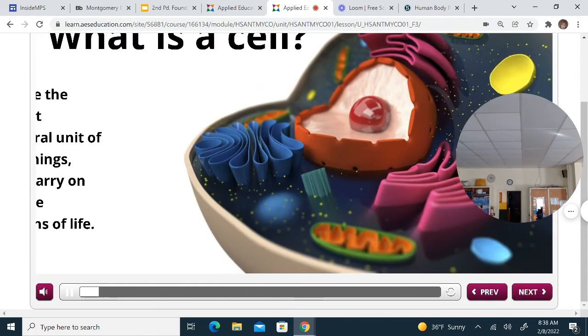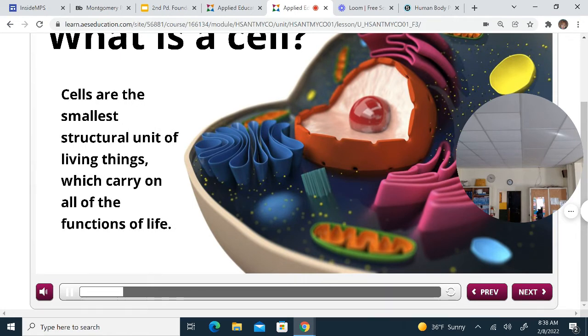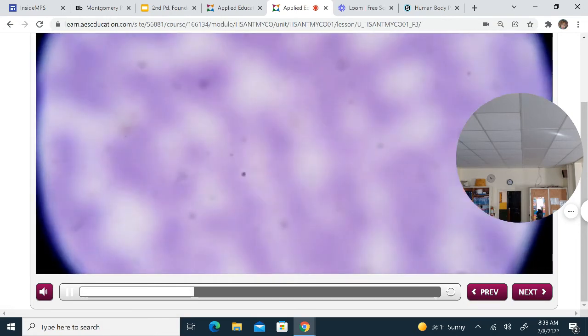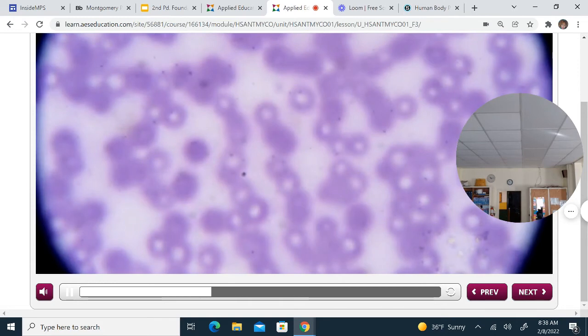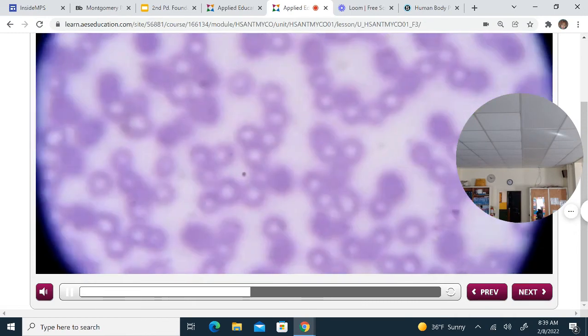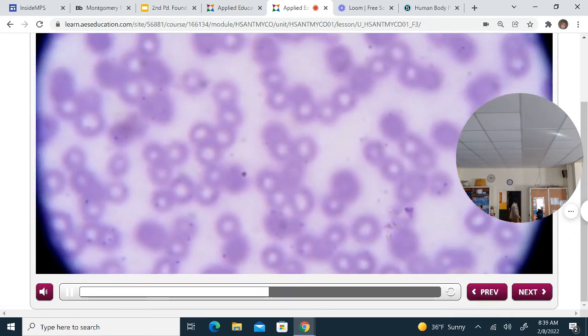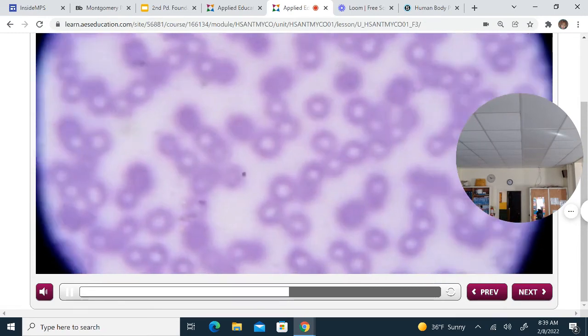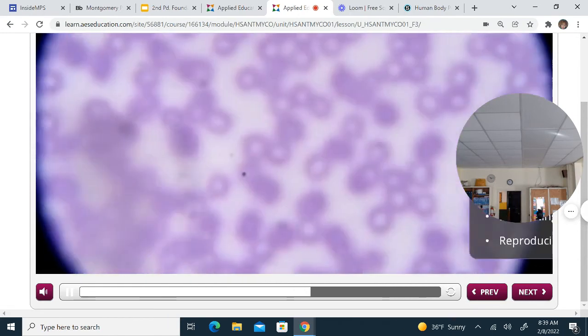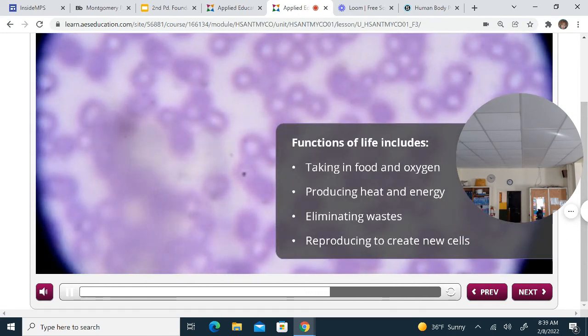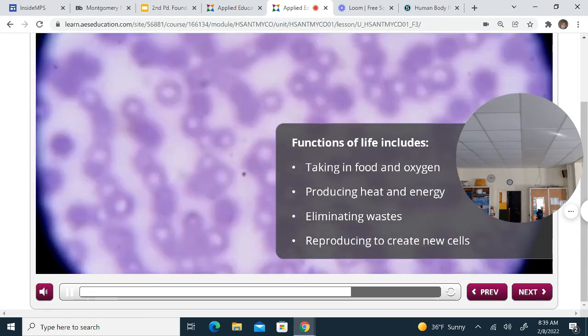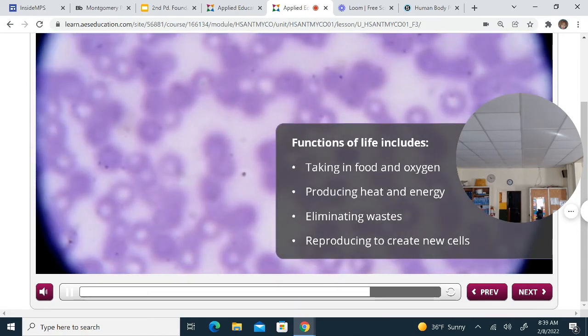So what is a cell? Cells are the smallest structural unit of living things. All living things, including you, are made up of cells. There are trillions of cells in the human body, but most of them are so small you can't see them without a microscope. Though they are microscopic, they vary in shape and size. Cells carry on all of the functions of life, such as taking in food and oxygen, producing heat and energy, eliminating wastes, and reproducing to create new cells. Different types of cells perform different functions.